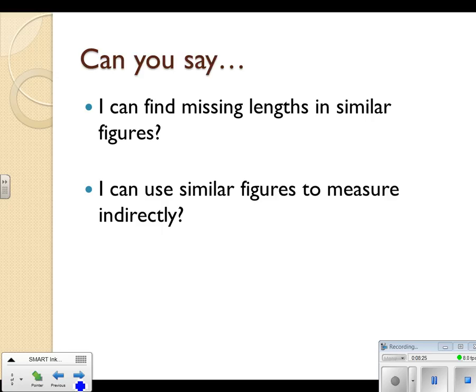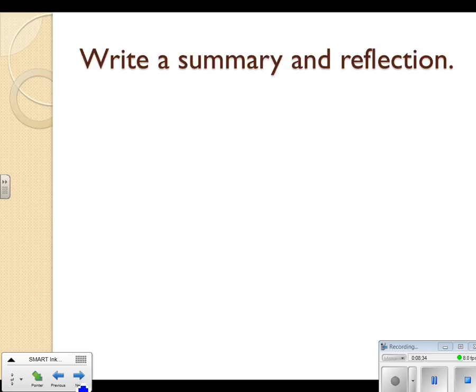Can you say, I can find missing lengths in similar figures, and I can use similar figures to measure indirectly? Write a summary and reflection and be prepared with any questions for the work time in class.